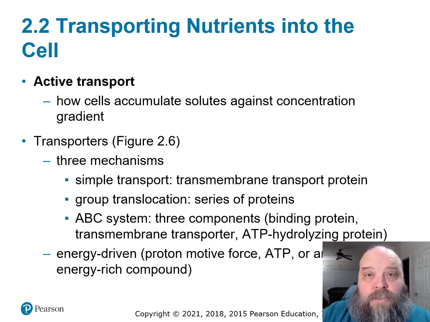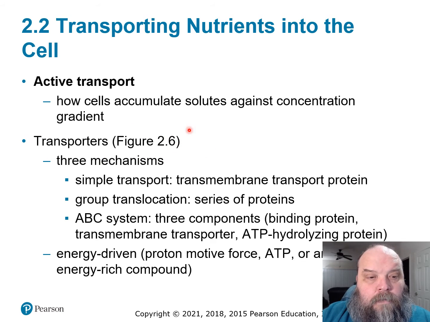Chapter 2, Section 2, Transporting Nutrients into the Cell. Well, to get things across the membrane, you can get it across easier or faster, or you can get big things across if you utilize what is referred to as active transport. Active means there's going to be work involved. So you're doing work to move things from outside the cell in or from inside the cell out.